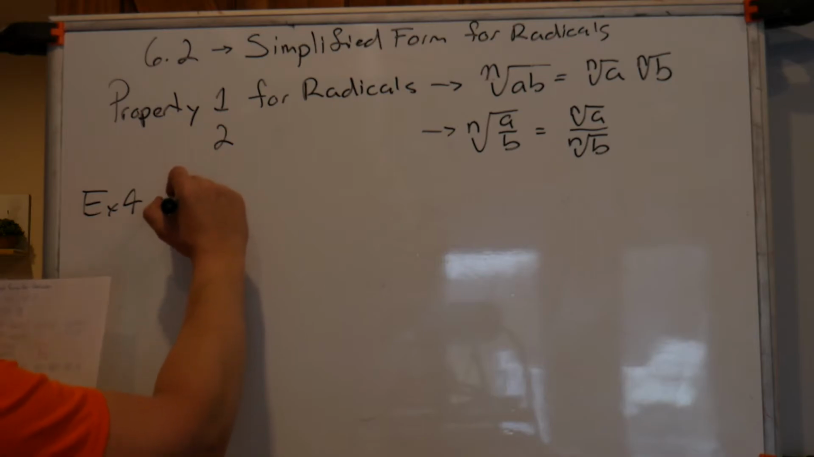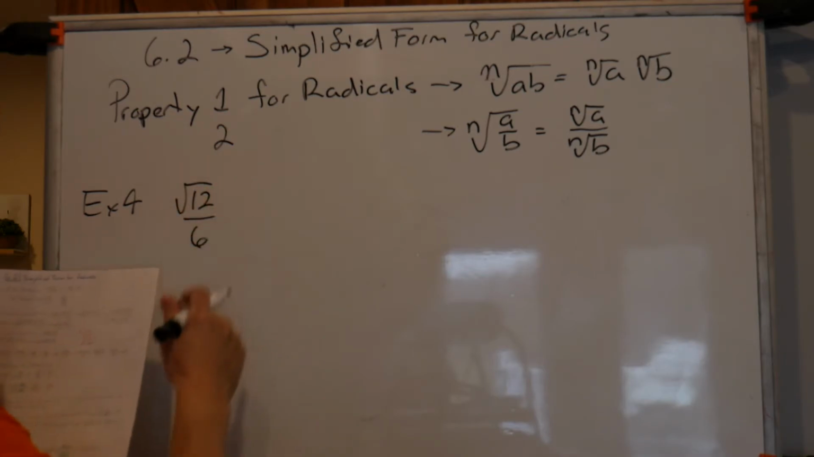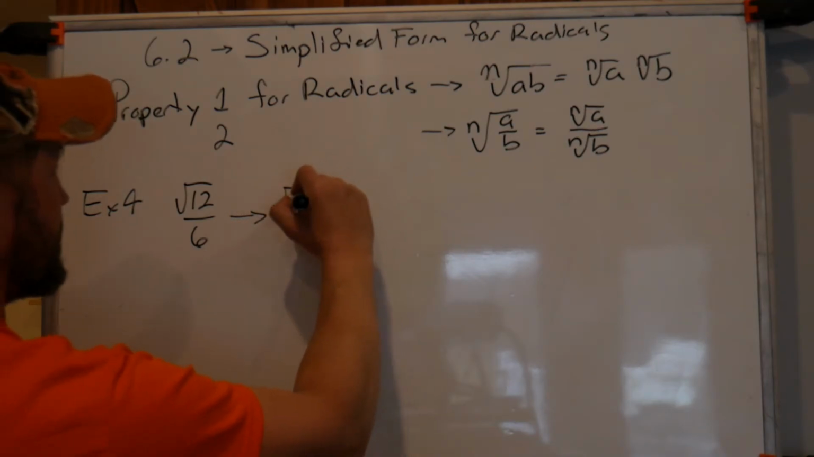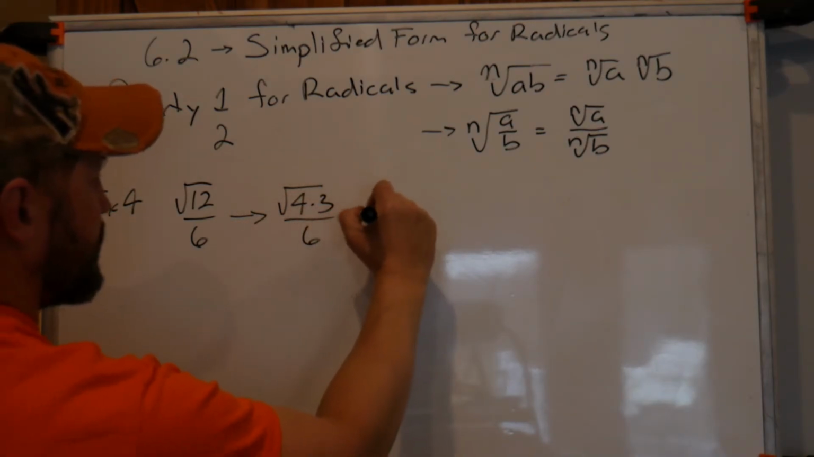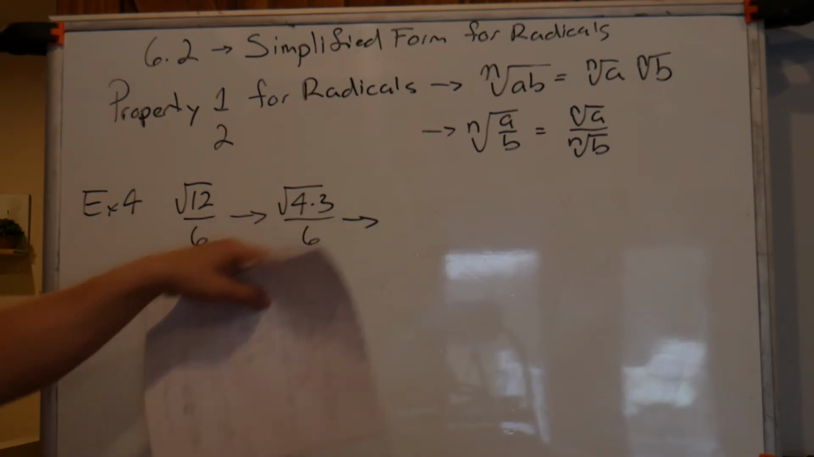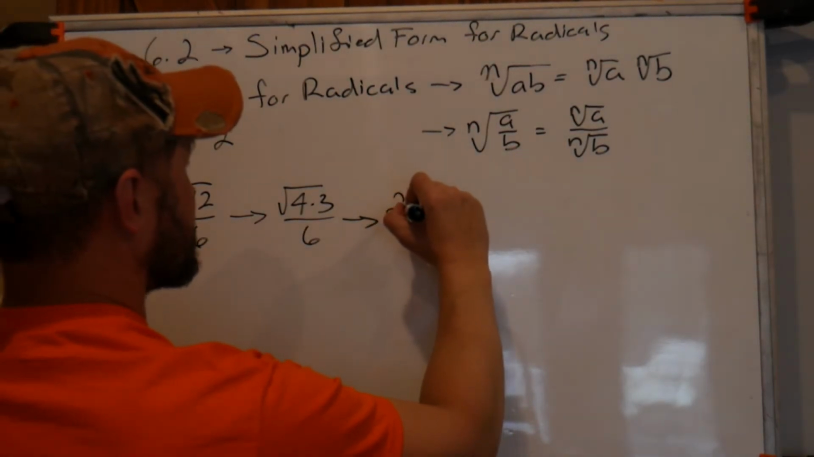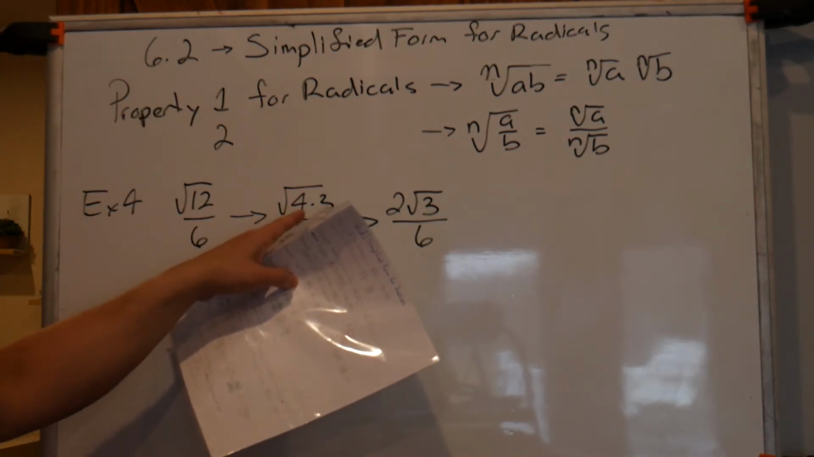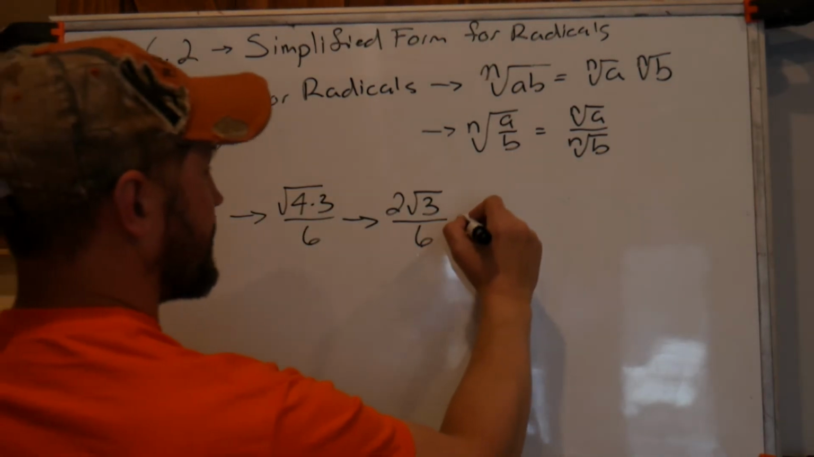Example 4, square root of 12 over 6, part A. We break it down as square root of 4 times 3. I'm looking for perfect squares. In this case, I have a perfect square, 4. I can pull 2 out, 2 times square root of 3.